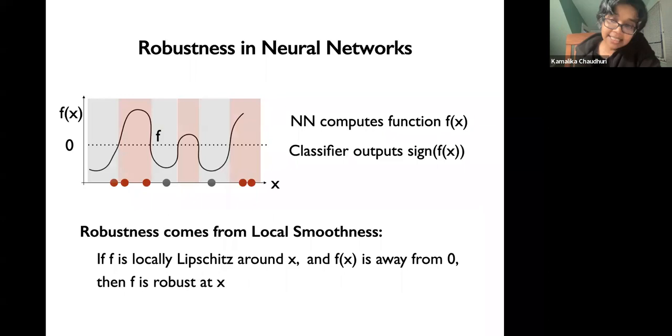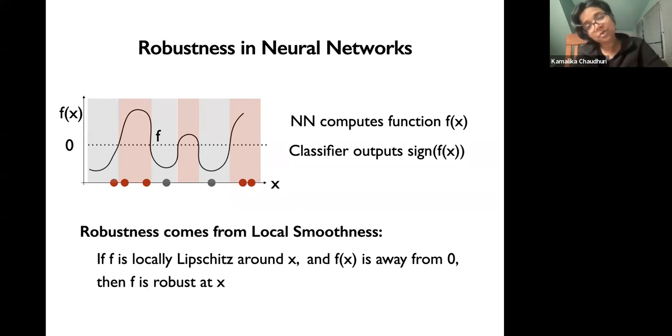Okay, so let's start out by looking at robustness in neural networks. How do we model neural networks? Here, what we are going to assume is that a neural network computes a function f of x. Think about it, your x is an image, it computes a very complicated function, and then it will just output sign of f of x, right? So we are looking at binary classification. We are assuming that there are just two classes, just to keep things simple. It all works for multiple classes, but there's a lot of mathematical overhead. So let's just assume that we have two classes.